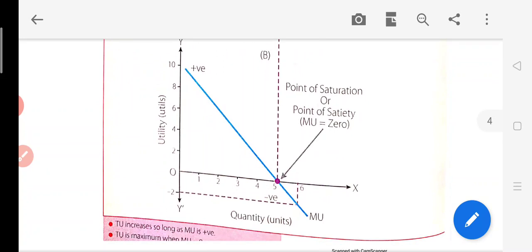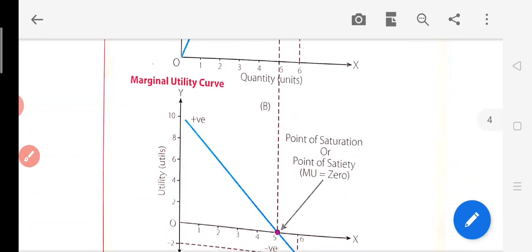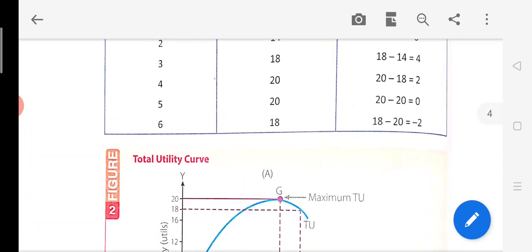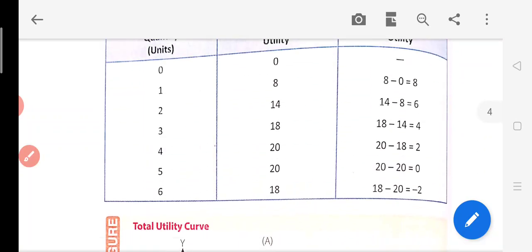Both of these are connected because the total of marginal utility will give you total utility. Like here, if you add 8 and 6, what will come? 14 will come. Then if you add 4 more, 18 will come. So everywhere it is an addition of marginal utility. After the 6th unit was consumed, it was 18. It means there was a time when you consumed the 6th unit and your utility fell.